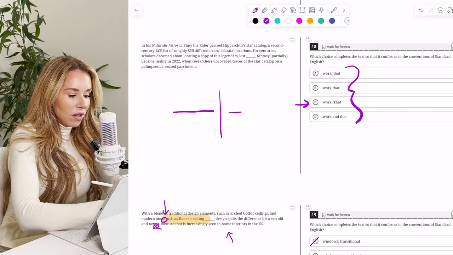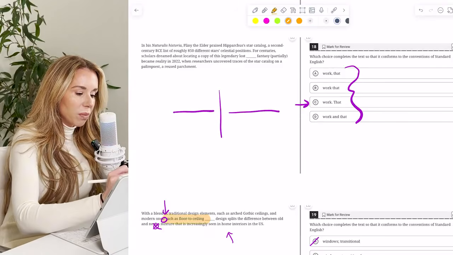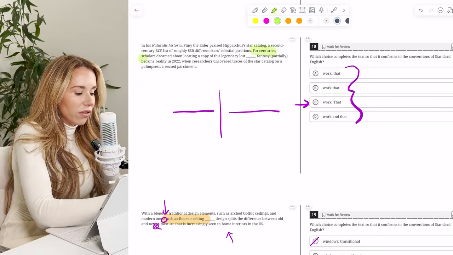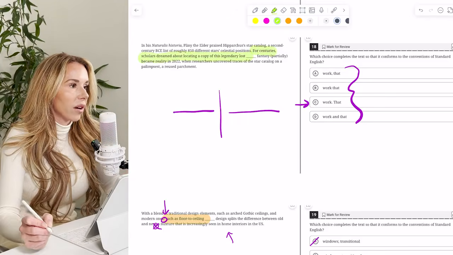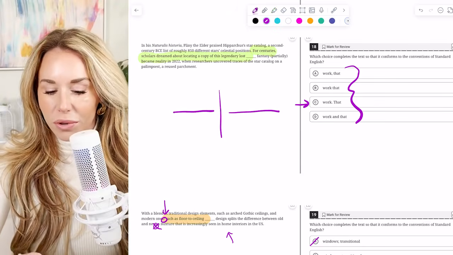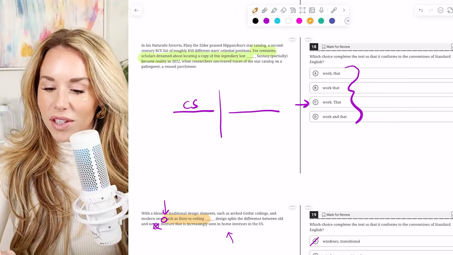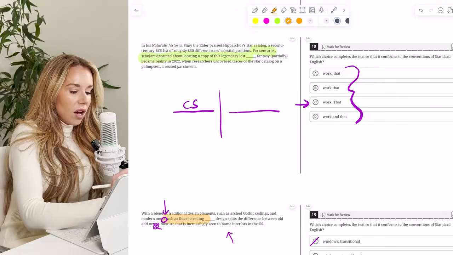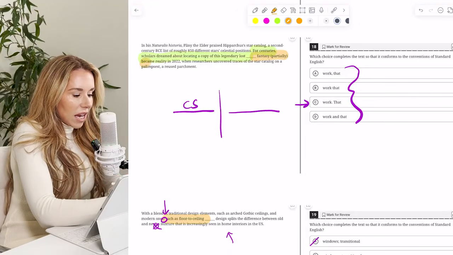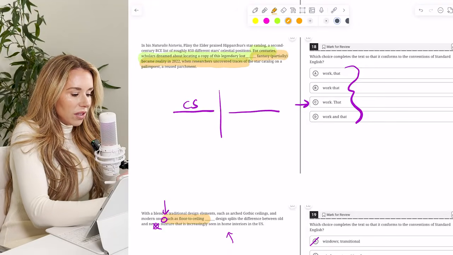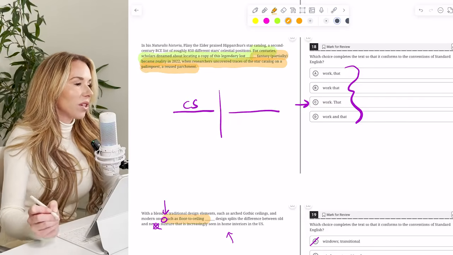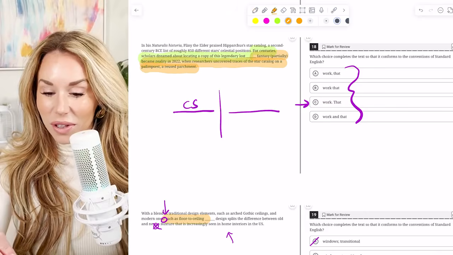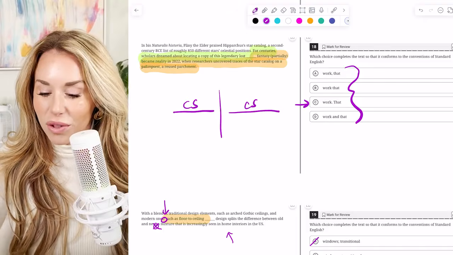What I'm going to do is divide it up and read the first part to see if that's a complete sentence. "First century scholars dreamed about locating a copy of this legendary lost work." Boom, that's definitely a complete sentence. Now I'm going to read the next part, which is "That fantasy became reality in 2022 when researchers uncovered traces of the star catalog on a palimpsest, a reused parchment." Also a complete sentence, definitely reinforces what I thought.